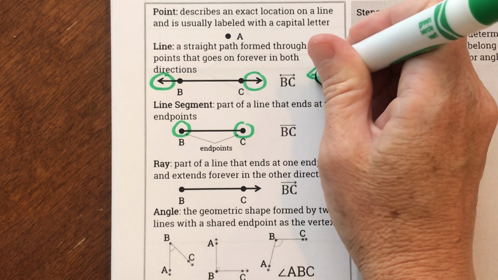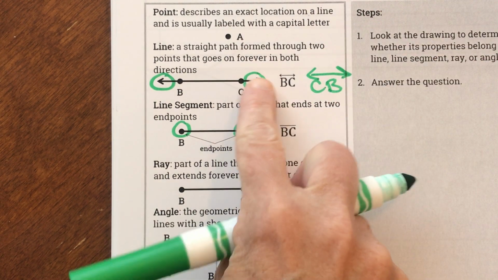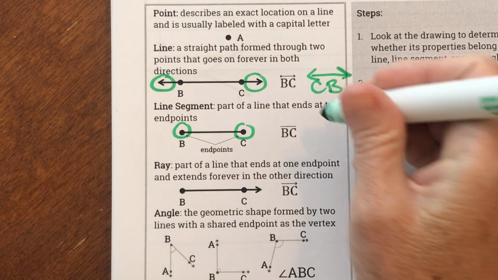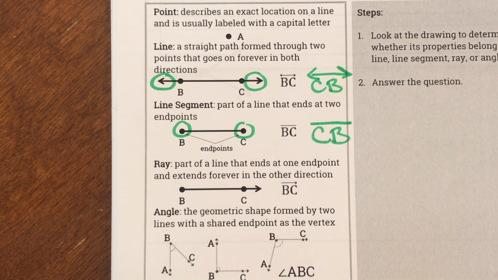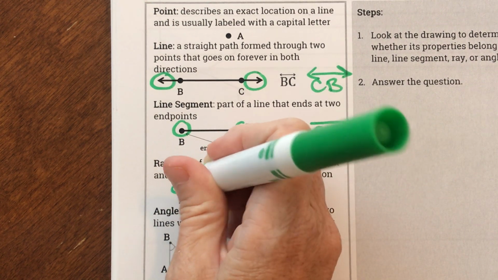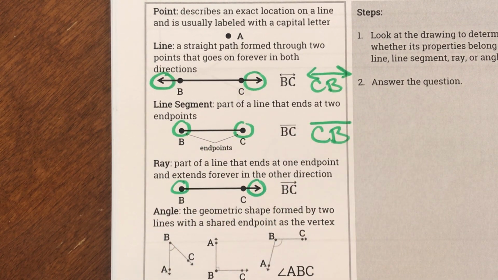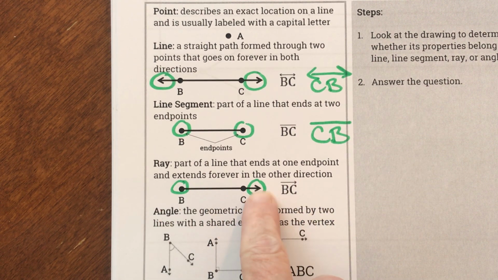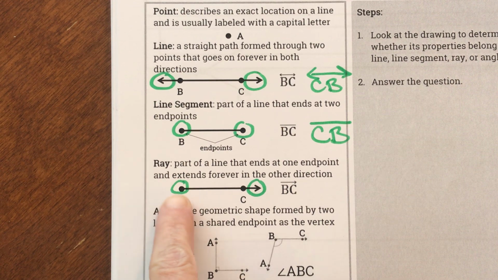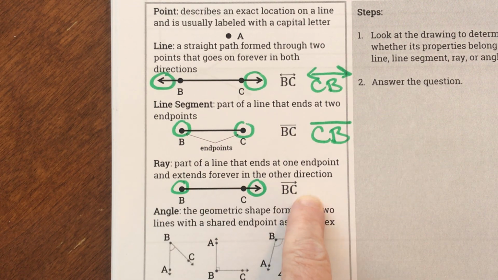Okay, before I go on, remember, let's go back. This line could have also been called CB, because I could have read it that direction, and my line segment could have also been named CB. Now let's look at our ray though. Our ray is only part of a line. It has one end point and one arrow that tells us it goes on forever and ever. Now the thing about this ray is we can only name it BC. We can't go from the arrow to the end point. It has to always be read from the end point.